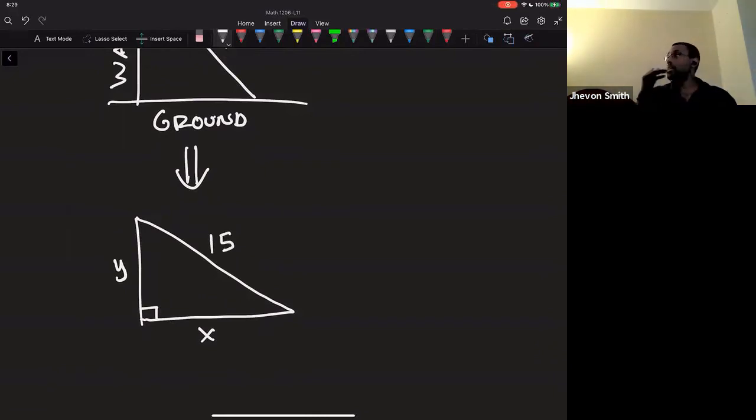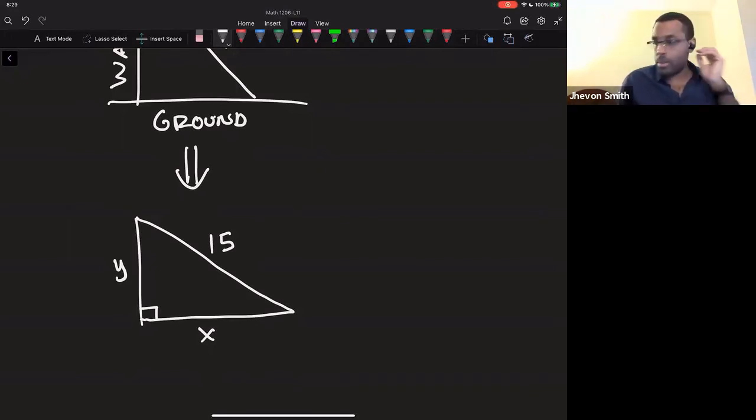Now, there are a lot of students who don't pay attention to this rule and they would label this with another variable like Z or something. Technically nothing would be wrong with that, and technically you would still get the problem right. But statistically, most students who do that end up getting the problem wrong, and I'm going to show you why later. So this is the right triangle, and that's the proper labeling.